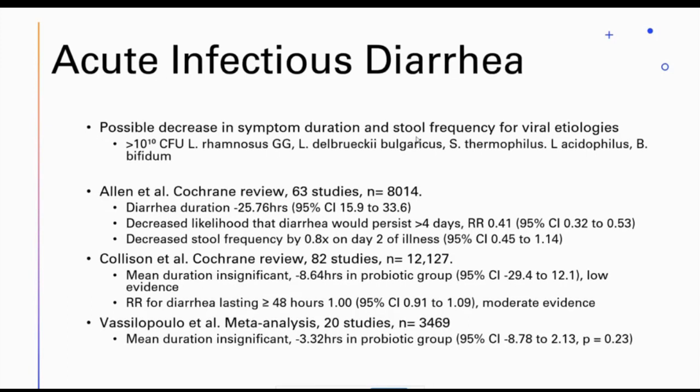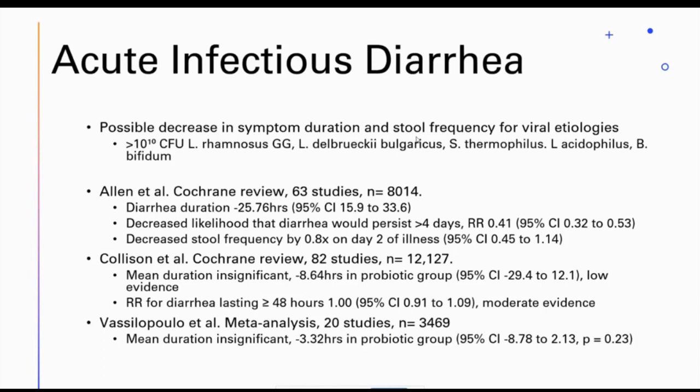For acute infectious diarrhea, I was kind of surprised to find that some of the data was a little bit conflicting. The initial Cochrane review that came out was by Collison et al., and Allen et al., and they had showed some pretty significant decrease in the duration of diarrhea. Maybe that it decreases your duration by more than a day, and that was statistically significant.